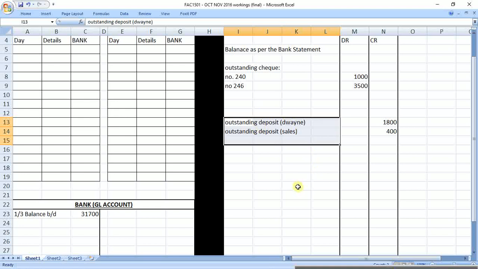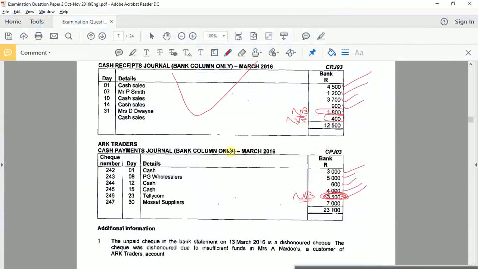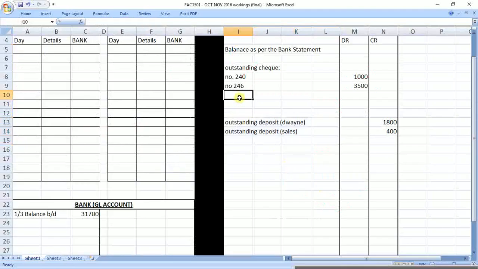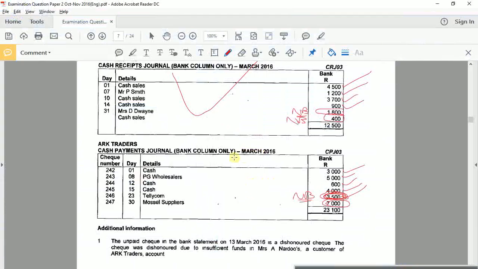Continue checking. If I go back to the question, I've now recorded the 3.5. Muscle suppliers, 7,000, is that there? No. Are you sure? Good. So, circle it. What is it? It's an outstanding amount, an outstanding check, an outstanding payment. The number was 247, and the 7,000. Okay, that's that bit there. Got it? Next.